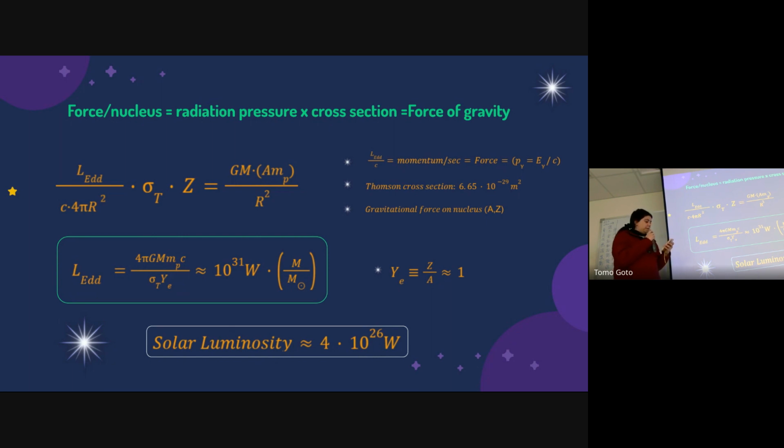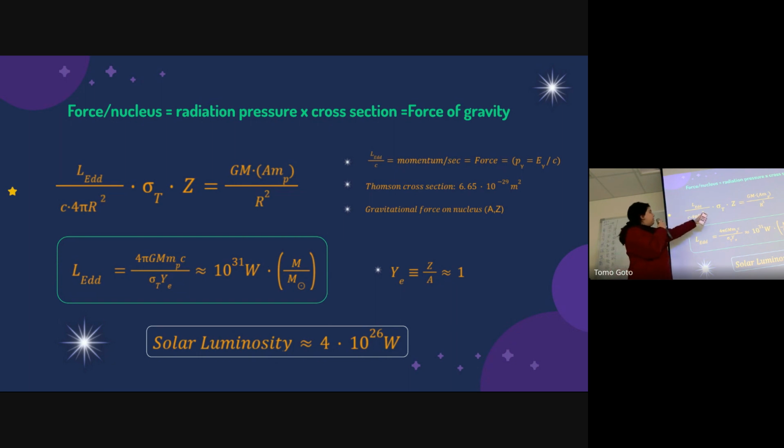And also, I mentioned that the nucleus has a charge C. This is important since the star is electrically neutral. There are as many protons as there are electrons. So C will tell you the number of electrons per nucleus. And if radiation force is being transferred to a nucleus via an electron, it matters how many electrons there are per nucleus, so we have to multiply by a factor of C.